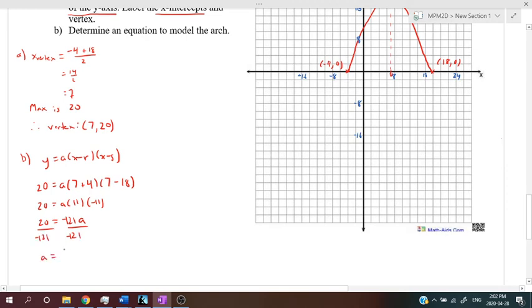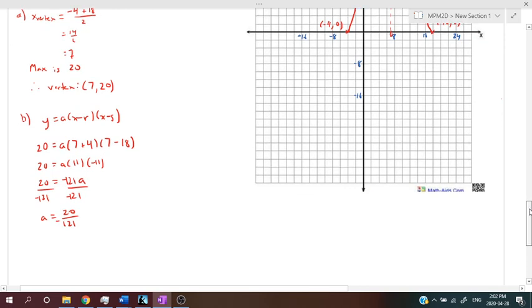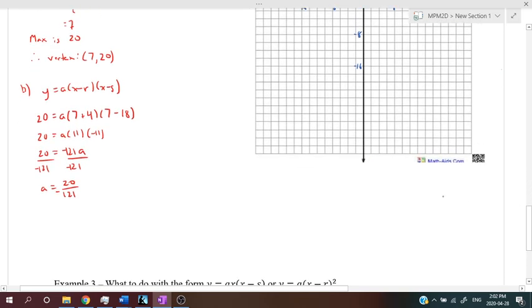So a is, now we could put this into decimal form, but I'm pretty certain it's a repeating decimal, and so to be a little more accurate, we're going to keep it in fraction form. So we've got our a value. That means we have everything we need.